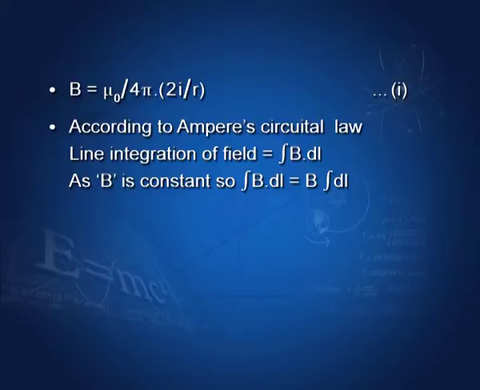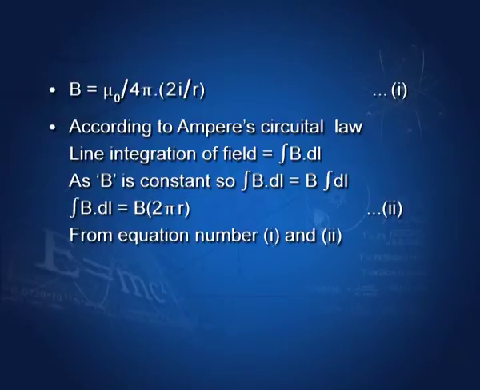So integration of B dot dl can be written as B integration dl. Again, the integration of dl is equal to the circumference of the whole loop, so integration dl is equal to 2 pi r. So we can write integration B dot dl is equal to B into 2 pi r. From equation number 1 and equation number 2, we get integration B dot dl is equal to mu naught times I.